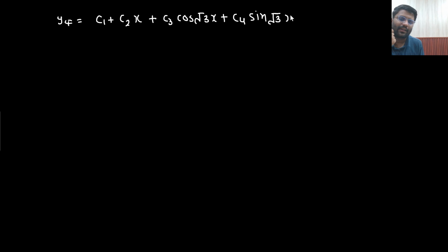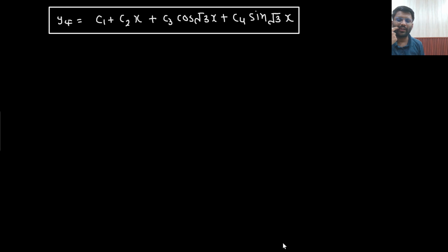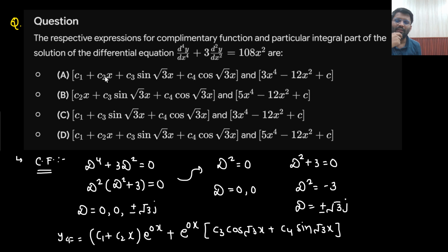This is the answer that we are getting. Okay, so this is your complementary function. C1 plus C2x, then sinusoid and cosinusoid with the angular frequency of under root 3. So C1 plus C2x, this option is wrong. This option could be correct. This option is also wrong. So option A and option D could be correct. Say yes or no, right? Understandable?